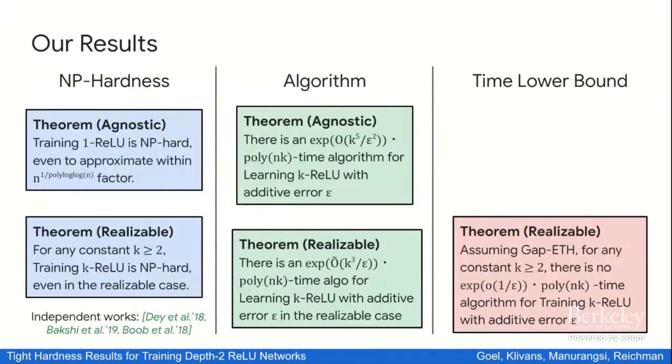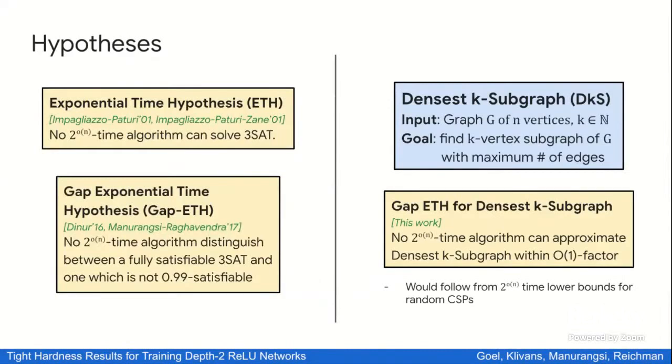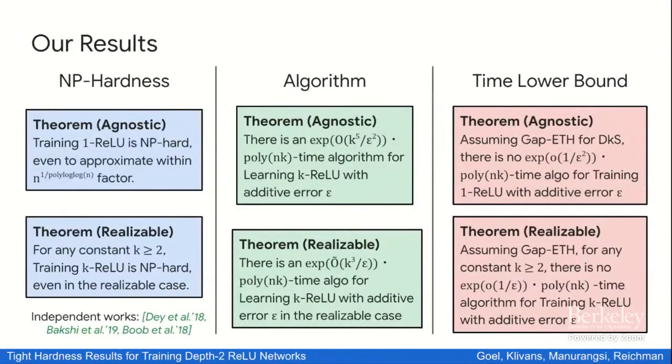Under the Gap-ETH assumption, we show that in the realizable case, the 1 over epsilon in the exponent is needed. For the agnostic case, we show that the 1 over epsilon squared is needed, and we need an assumption that we call Gap-ETH for Densest k-Subgraph. Basically, it says that approximating Densest k-Subgraph in some exponential time within a constant factor cannot be done. With this, we get that the 1 over epsilon squared in the exponent is needed for the agnostic setting. So this gives a separation between these two settings.